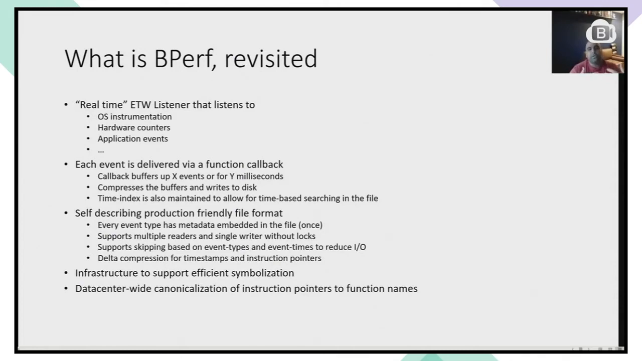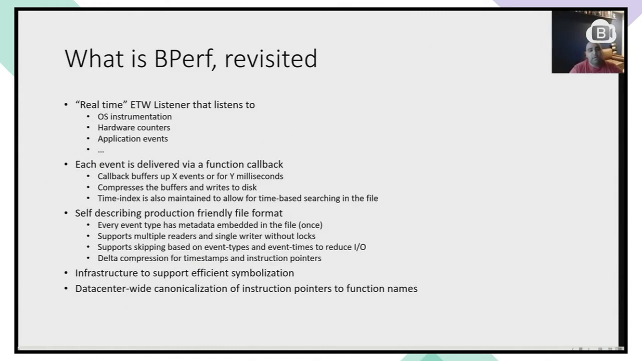And then we do other important things that are needed to reduce I/O. For example, doing delta compression for timestamps, which makes a lot of sense, but also doing delta compression for instruction pointers, which is surprisingly very effective because a lot of times functions have locality, and that will help you reduce the range of integers that need to be compressed, and therefore delta compression becomes very useful.